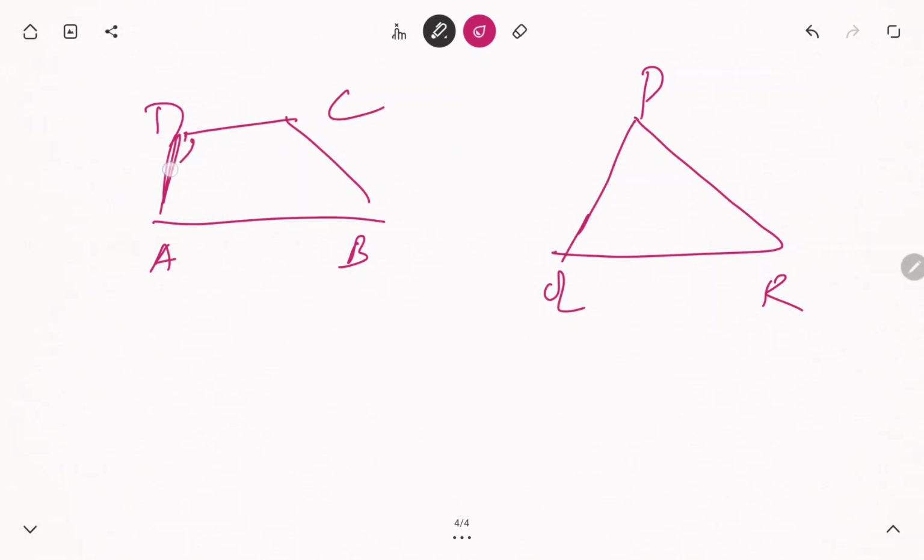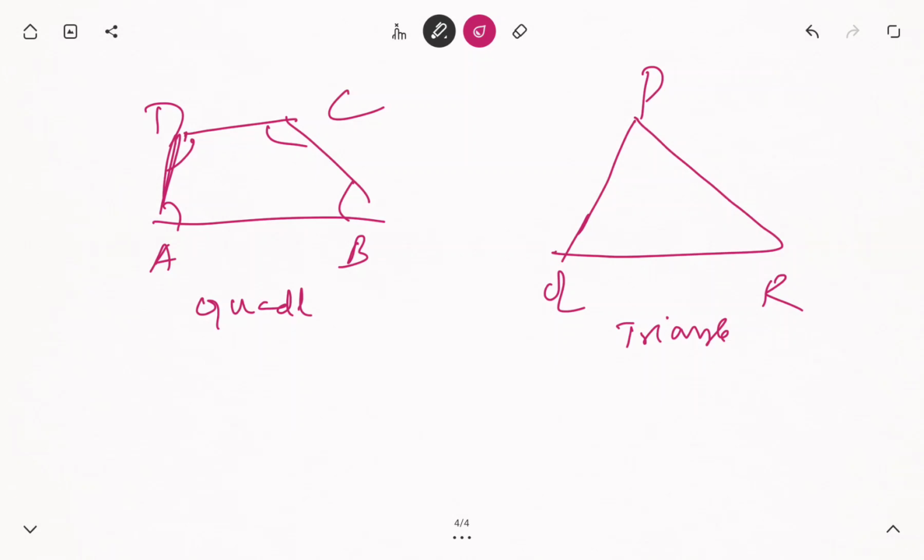Now I want to find the sum for the quadrilateral and the triangle. What is the sum of the quadrilateral? You studied in lower grade, you know the sum of the quadrilateral is 360. The sum of all interior angles in a triangle, any triangle, is 180.